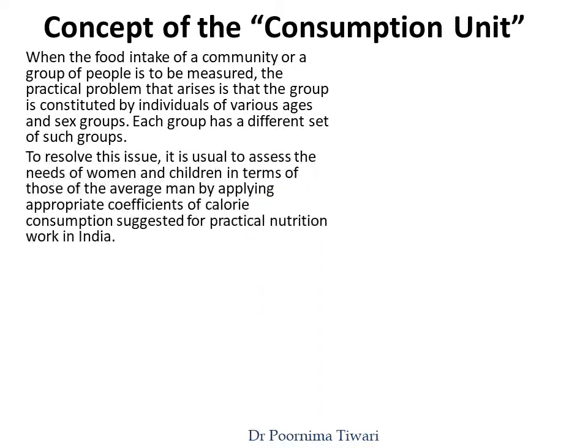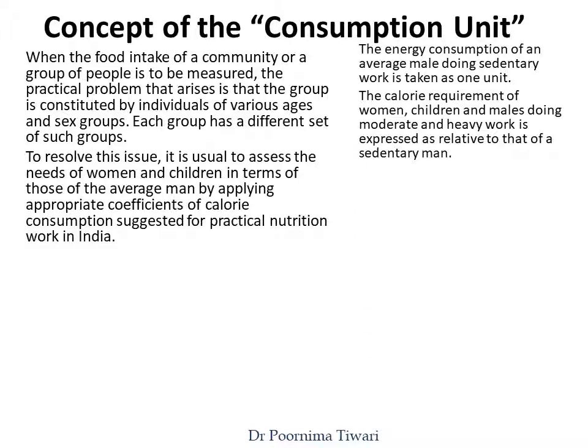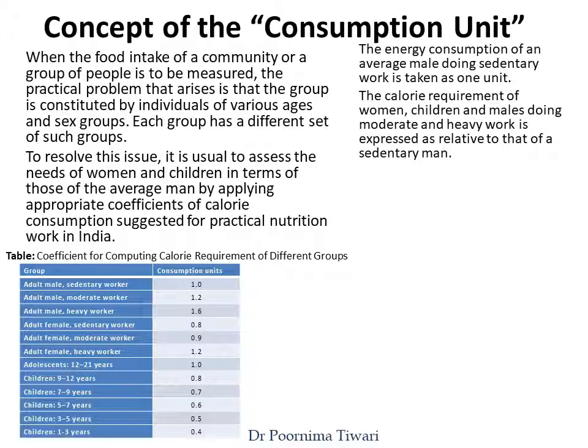To resolve this issue, it was decided that the energy needs of women and children can be expressed as a percentage or a coefficient of calorie consumption of 1 unit. So the energy consumption of an average male doing sedentary work was taken to be 1 unit. And then the calorie requirement of women, children, or males doing heavier work were expressed relative to this one sedentary man, as given in the table. We can see that adult male sedentary worker is 1 unit, moderate worker 1.2 unit, heavy worker 1.6 unit, sedentary worker female 0.8 unit, and so on.